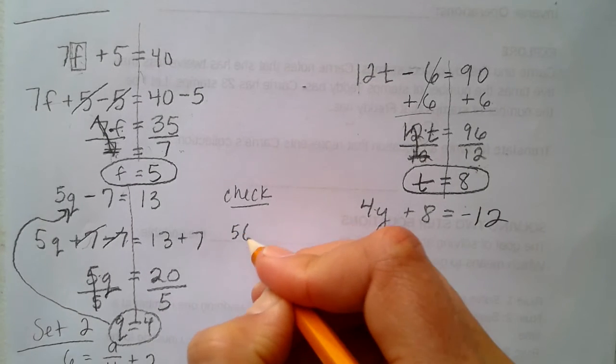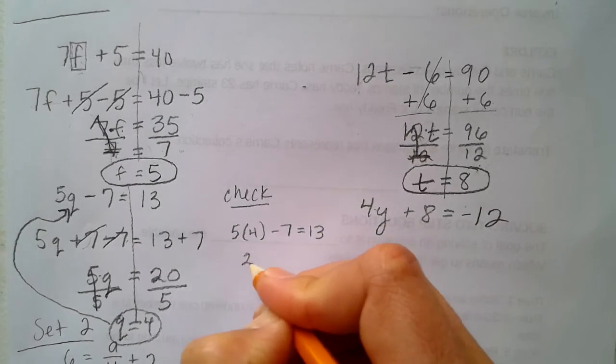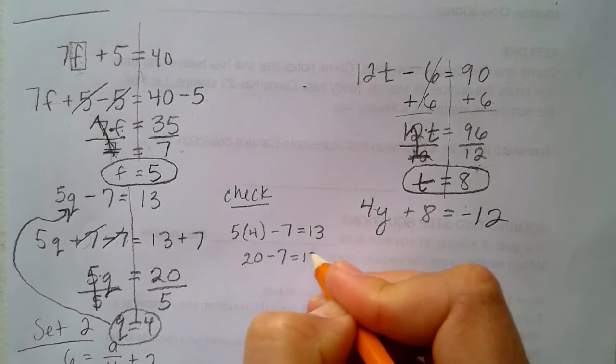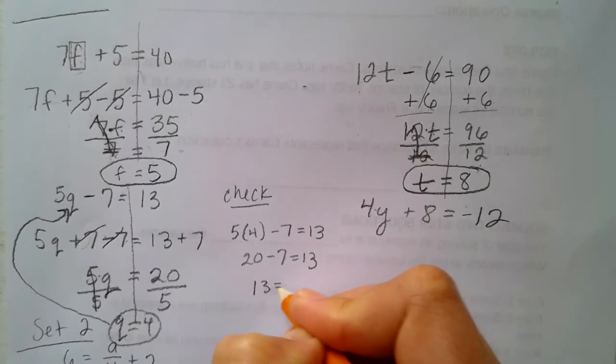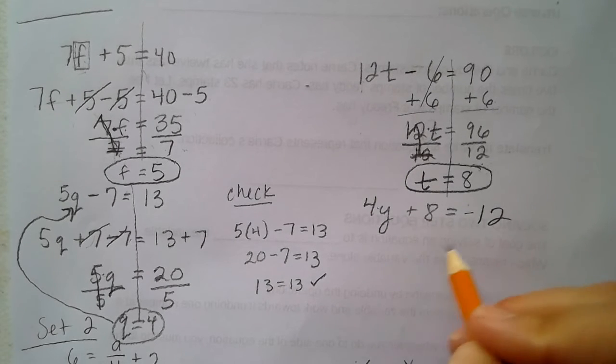Does 5 times 4 minus 7 equal 13? Does 20 minus 7 equal 13? Yes, 13 equals 13. So that is correct. That's what I love about this. You know if you're right or wrong before you even submit your problems, just by checking, by evaluating them.